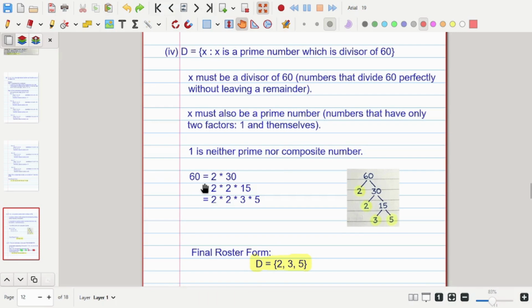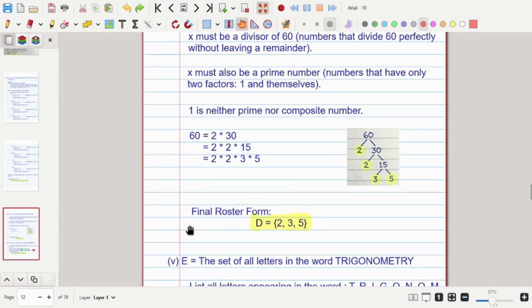So 60 is equal to 2 into 30. 30 is 2 into 15, and 15 is 3 into 5. So our roster form is 2, 3, 5. Note that even though 2 comes here two times, we will write it only one time because in a set we do not repeat elements.